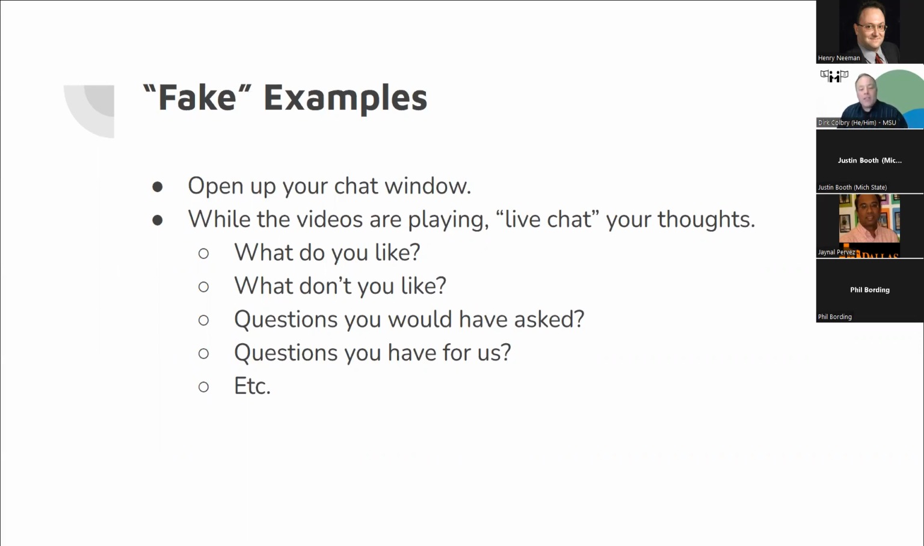While we're chatting with each other, I want you to type your thoughts into the chat window. Just do a stream of thought and hit enter. Just keep going. What do you like? What if we say something you like? Write that down. What don't you like? What questions would you have asked that seem to be obvious? Those types of things. I want you to just have a streaming level of conversation.